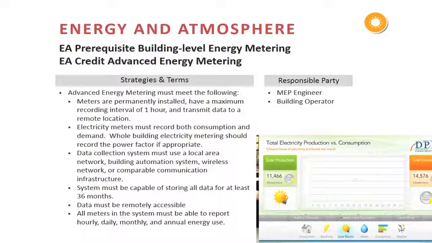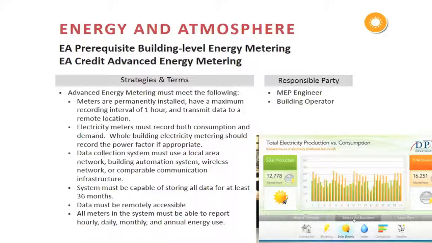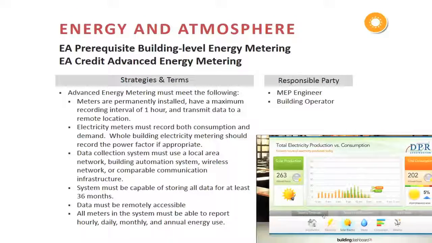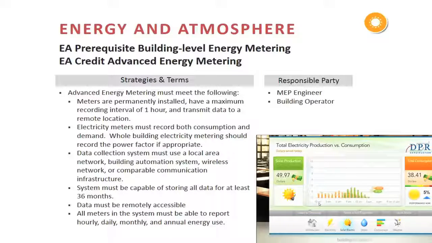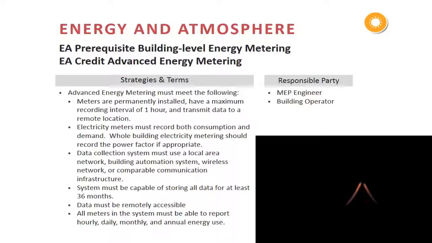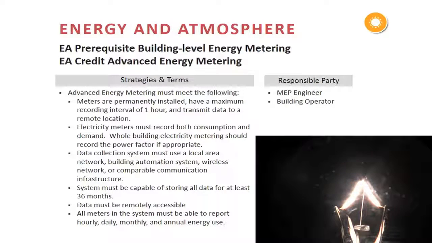So they need to meet all of these criteria. Meters need to be permanently installed, have a maximum 1-hour recording interval, more frequent is certainly okay, and transmit data to a remote location. Now electricity meters measure 2 things: consumption in kilowatt hours or similar unit of measure, and then demand in kilowatts. Now whole building electricity metering also should record the power factor if it's an appropriate building use.